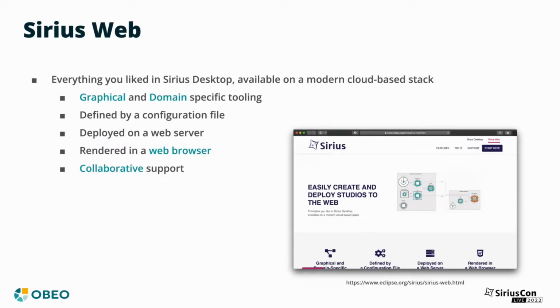First of all, a quick reminder about Sirius Web. Sirius Web is everything you've liked in Sirius Desktop, but this time in a web browser. It comes with a graphical and domain-specific tooling. Everything can be defined using a configuration file, so you could use an ODesign file or you could define this configuration using the web browser. Everything is deployed on a web server and rendered using a modern web browser. It also comes with collaborative support, allowing you to work in real time with your colleagues.